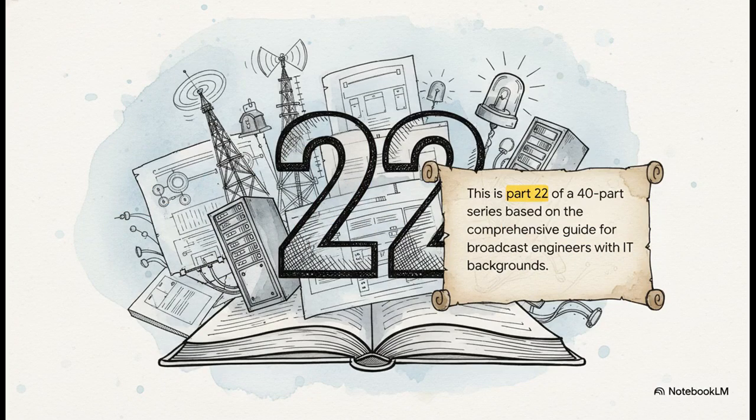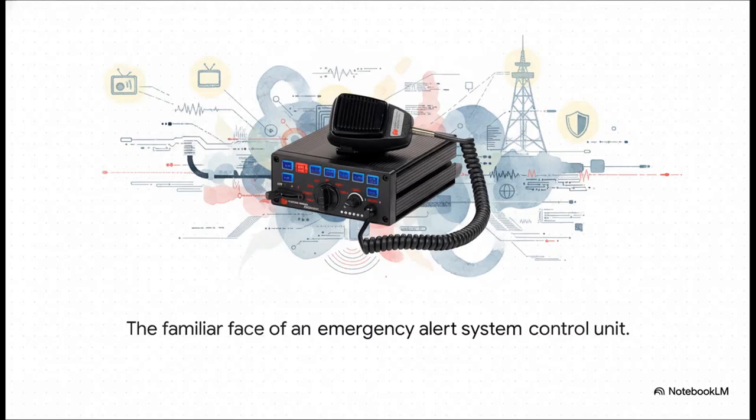Welcome, everyone. So this is part 22 of our 40-part series on modern broadcast studios. It's all based on the fantastic guide for broadcast engineers who come from an IT background. And in this explainer, we are going deep into the material from chapter 22, which is all about the emergency alert system, or EAS. So take a look at this.